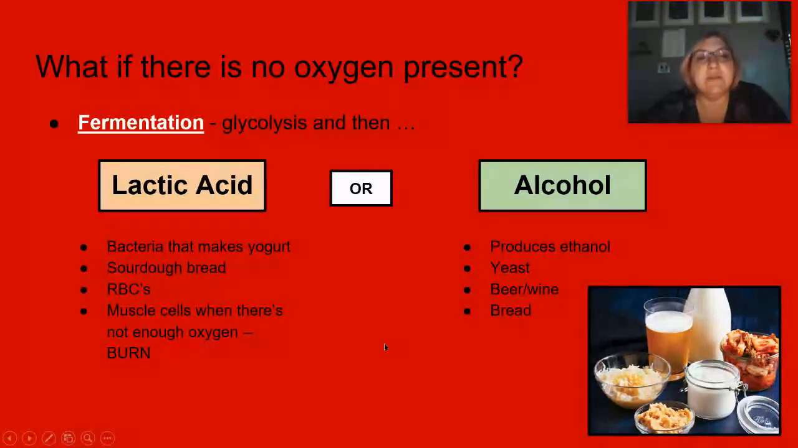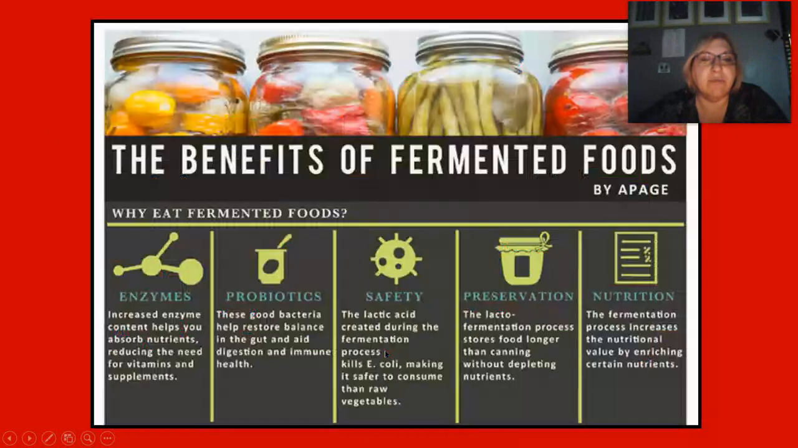So glycolysis, which is anaerobic, glycolysis is also anaerobic. Sorry about that. The Krebs cycle is aerobic. So then you have fermentation. So the benefits of fermented food, there are enzymes there that help absorb the nutrients. So that's really good. It helps your body metabolize vitamins and supplements. Also, you have probiotics. These are good bacteria that help you with digestion, and they're good for immunity.